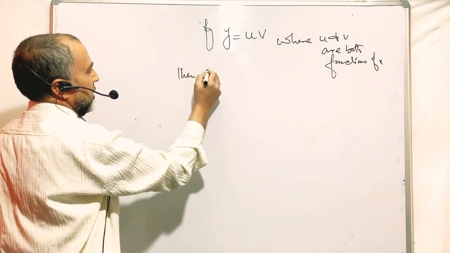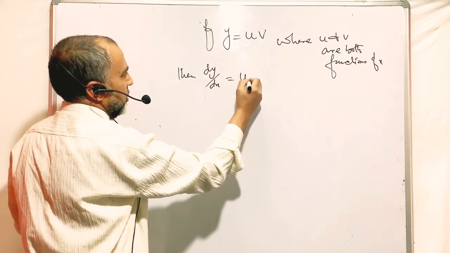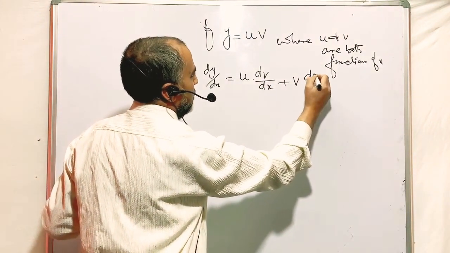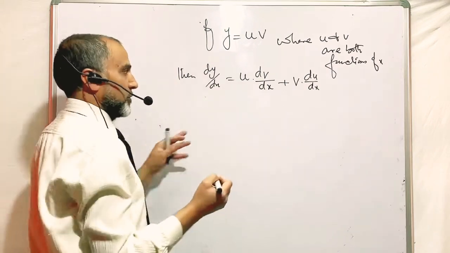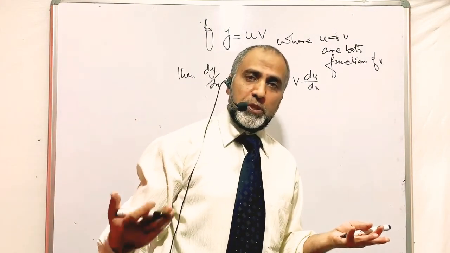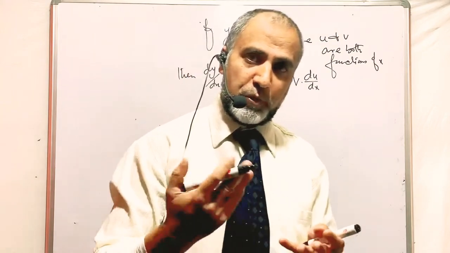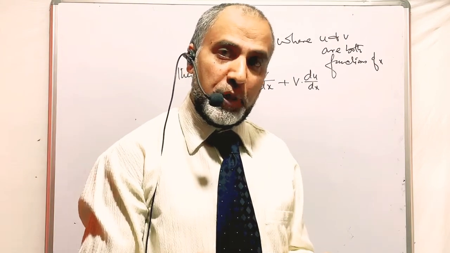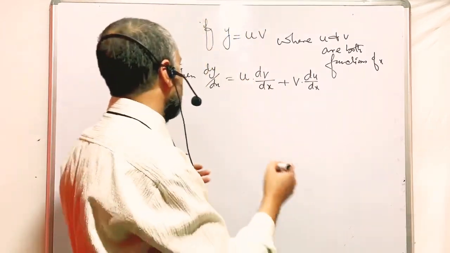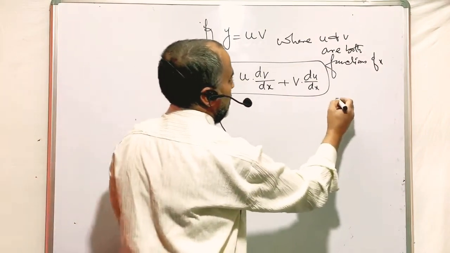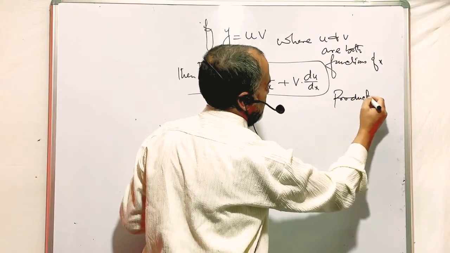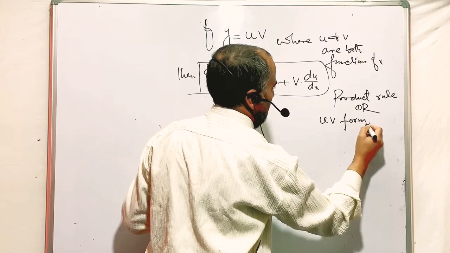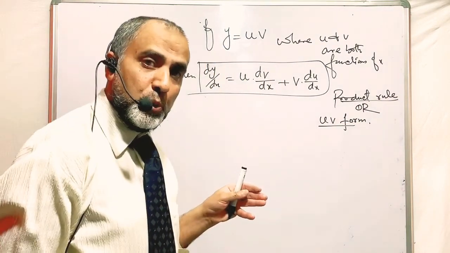then dy by dx is u into the derivative of the second function plus v into the derivative of the first function. First function into derivative of second plus second function into derivative of first. That is u into derivative of v plus v into derivative of u. But keep in mind, u and v both must be functions of x. This is called the product rule, known as the product rule for differentiation, or simply we call this uv form.